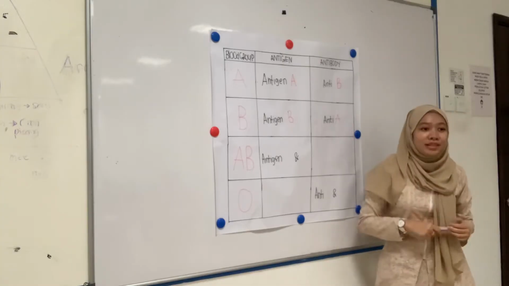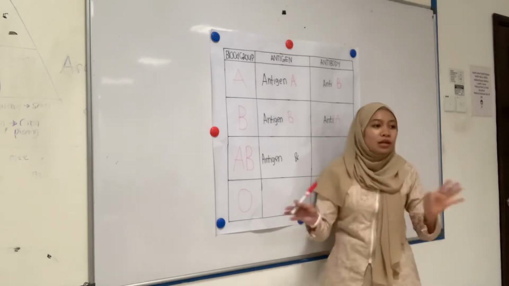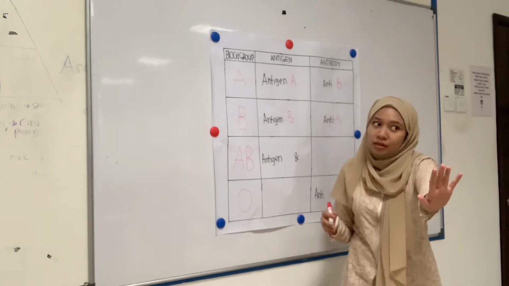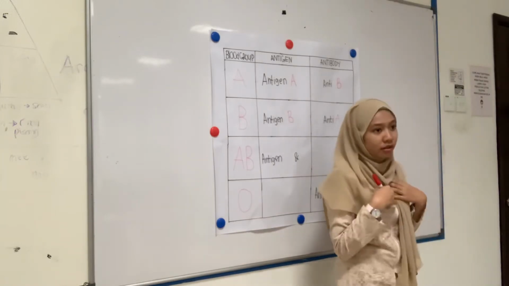He cannot receive from a person who has A blood group. Okay, well done, Lisa. Thank you. Yes, that is correct. It means that Shamil cannot receive blood from an A individual. So since I am an A individual, I cannot give my blood to Shamil. And Shamil also cannot receive my blood.